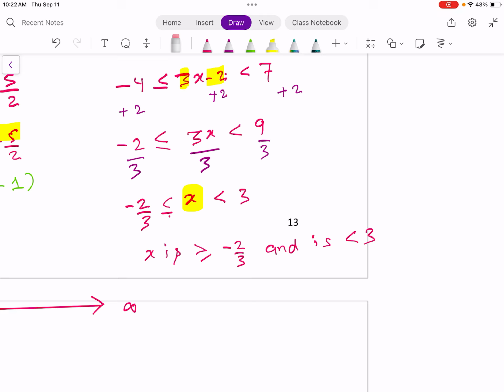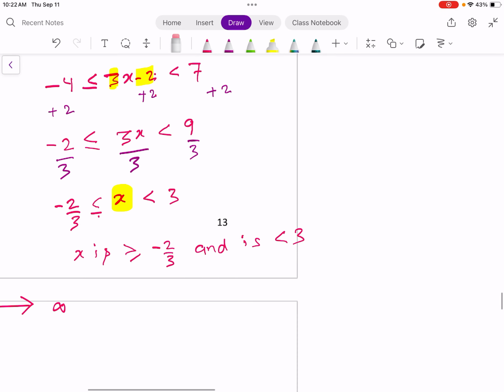Now can you think of a number which is greater than negative 2 over 3 and less than 3? It has to be greater than negative 2 over 3 and has to be less than positive 3. What are the numbers? Can you think of one number? 1. Okay, yes. Now what about 4? Now is 4 a solution for this inequality? No. What about negative 5? No, right? So every number which is greater than or equal to negative 2 over 3 and less than 3 is a solution.